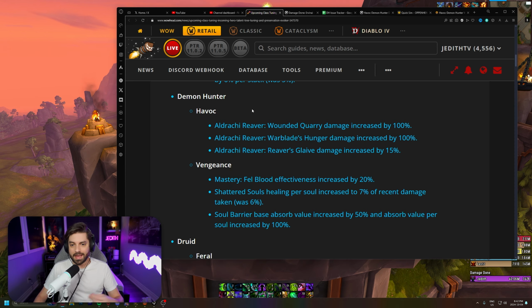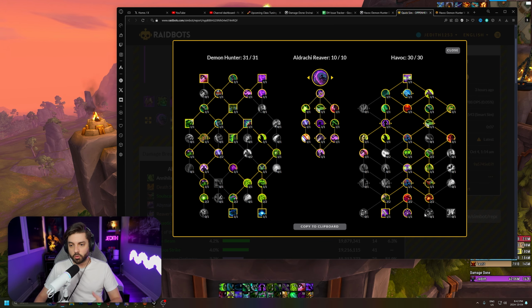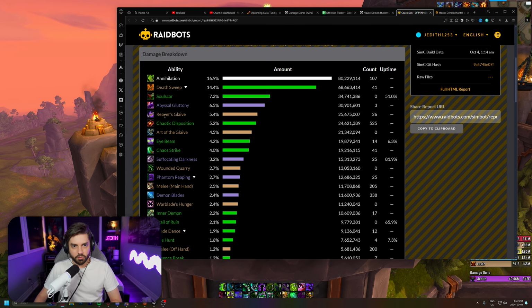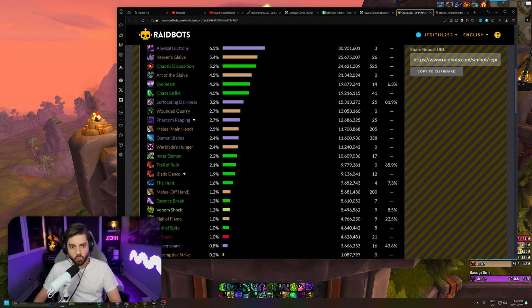So if we were to add it all together, put it into the sim and map it out and see how it's adjusting our damage, it brings us to something like this, 1.5 million. And this is with the most popular Aldrachi Reaver build in terms of talents and setup. If we scroll down here, we can see that the Reaver's Glaive damage is our fifth highest at 5.4%. So that's after having 15% added to it. And we also have Wounded Quarry and Warblade's Hunger at around 2.5% each. So that is after the changes.